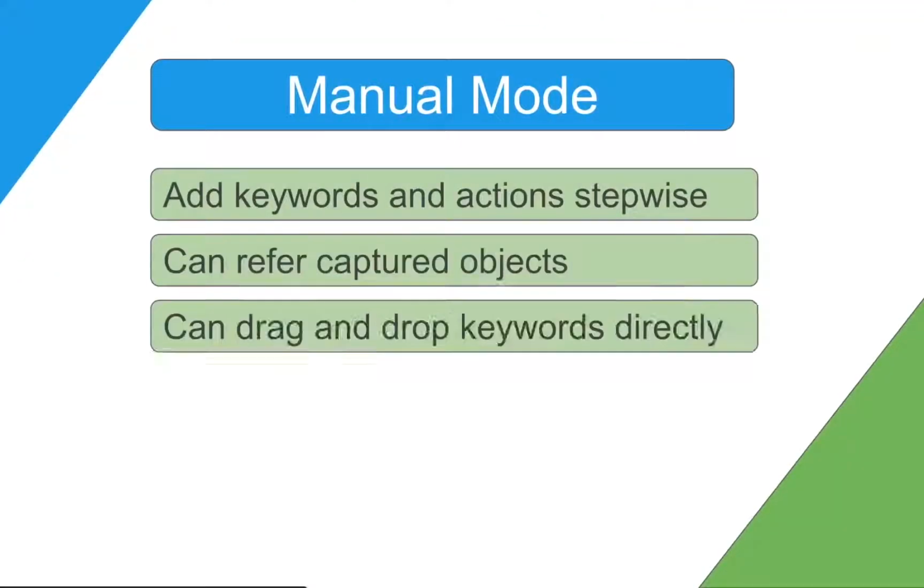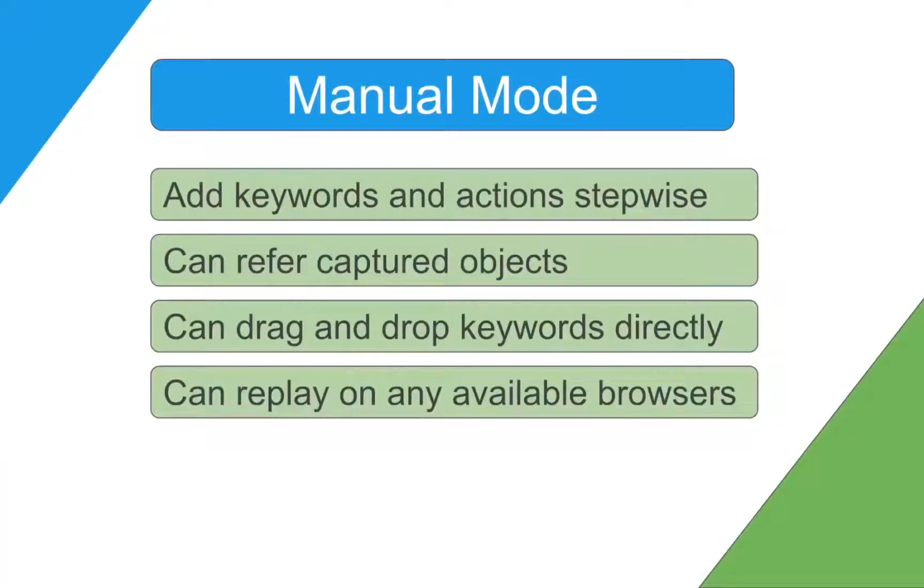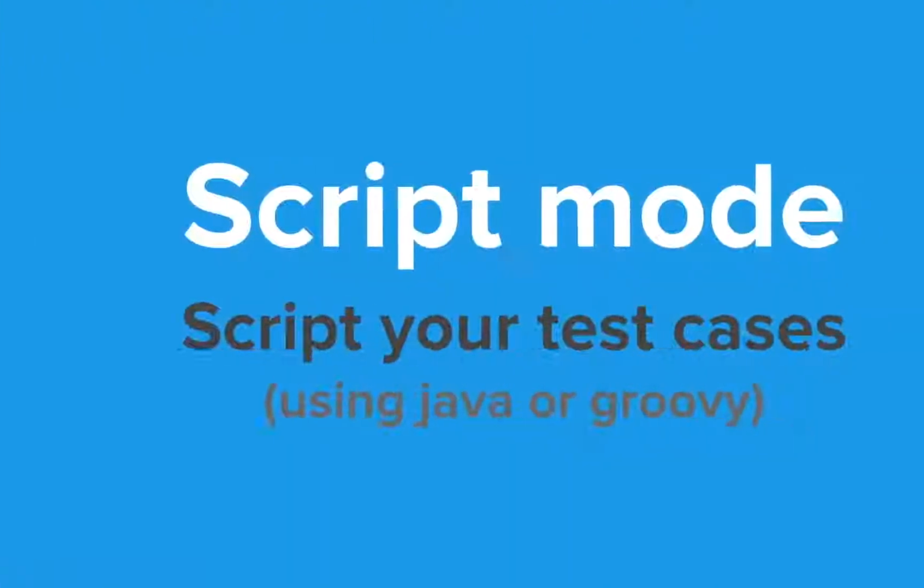Some of the major features of manual mode are: you can add your keywords and actions stepwise, you can refer to any of the captured objects, you can also drag and drop the keywords directly into the manual text editor, and then you can replay it using any of the available browsers. We will look into this in more detail in the coming sessions.